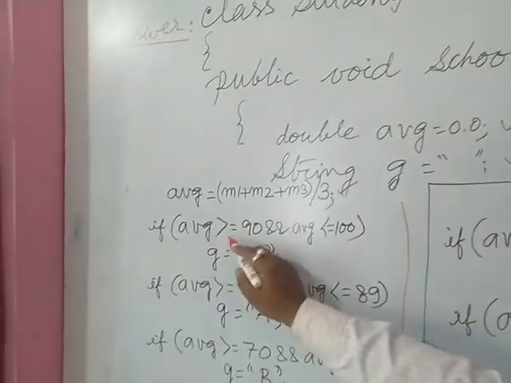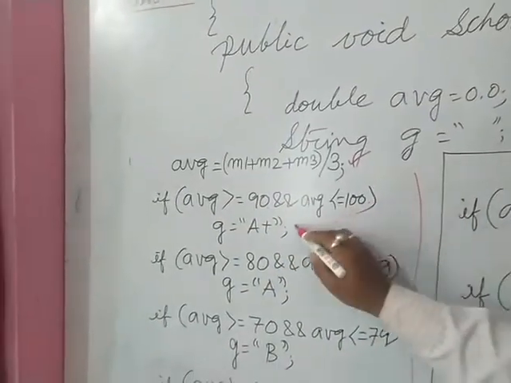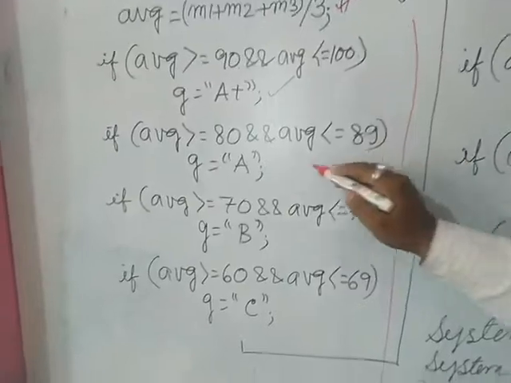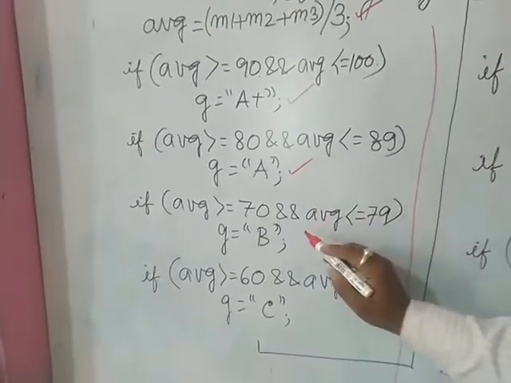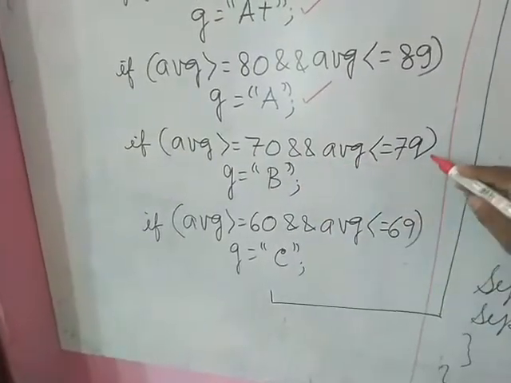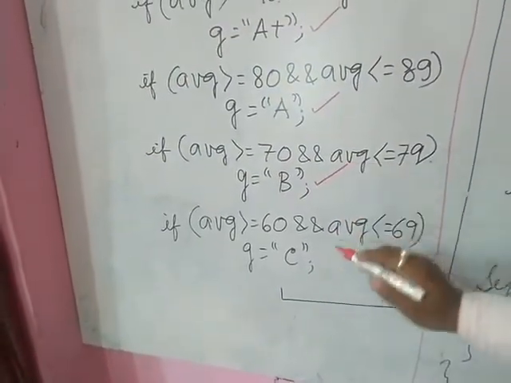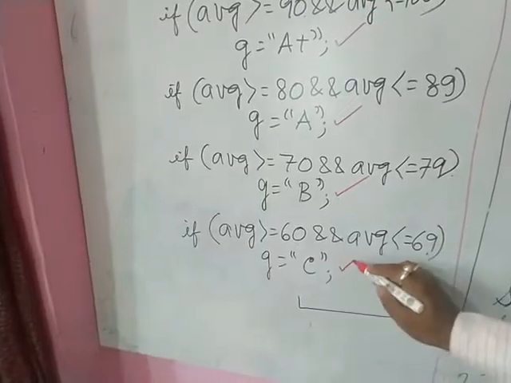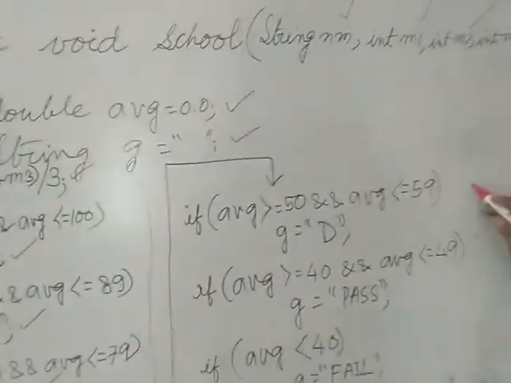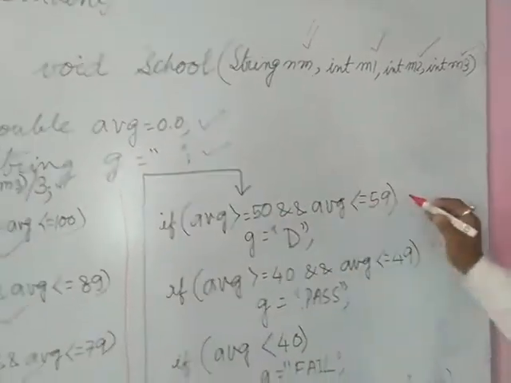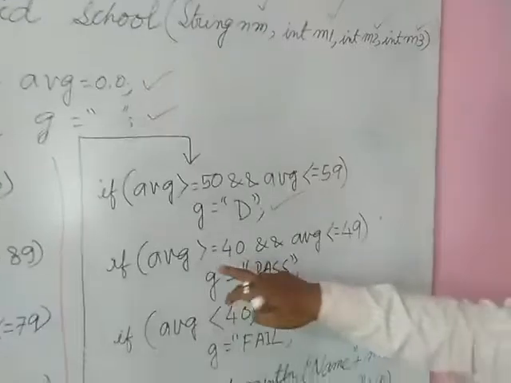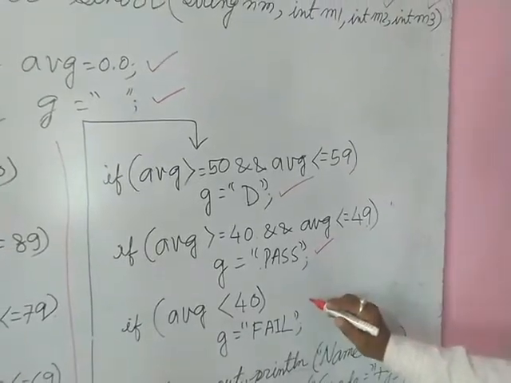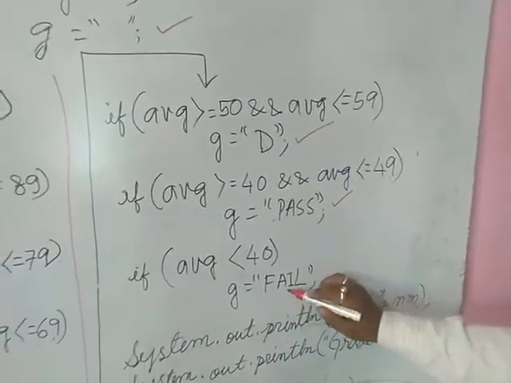Now we'll go for the conditions. If the average is greater than 90 and less than 100, the grade is A plus. Second, above 80 and less than or equal to 89, grade is A. Then the next, average above 70 and less than 79, grade is B. Above 60 and less than 69, grade is C. Now the next condition, if the average is above 50 and less than 59, grade D. The next is average above 40 and less than 49, grade is pass. And the last one, if the average is less than 40, grade is fail.